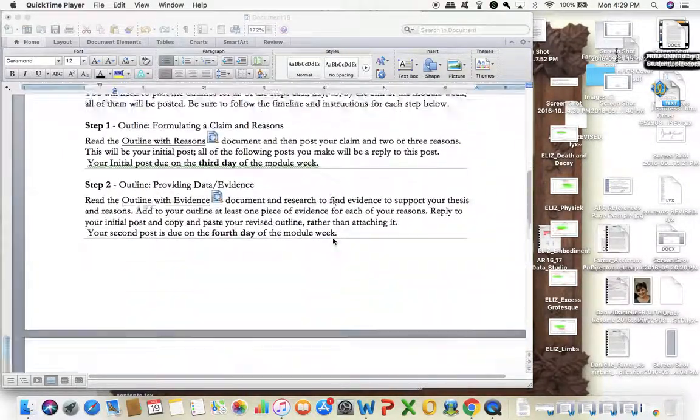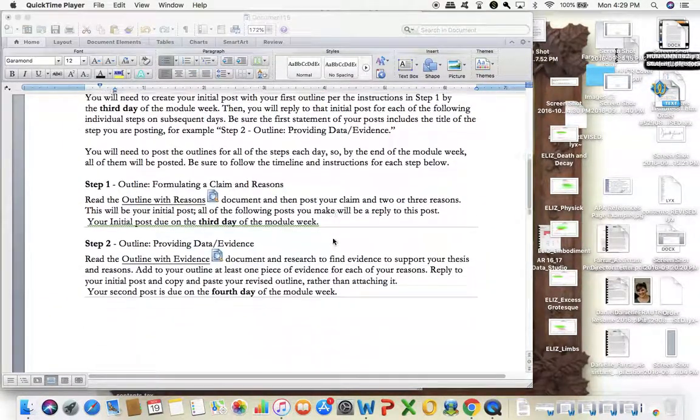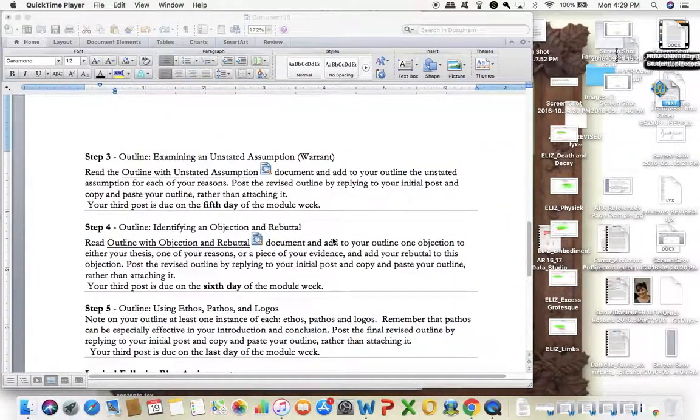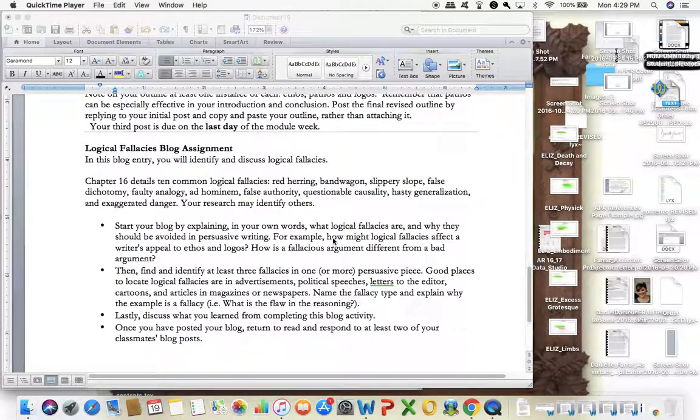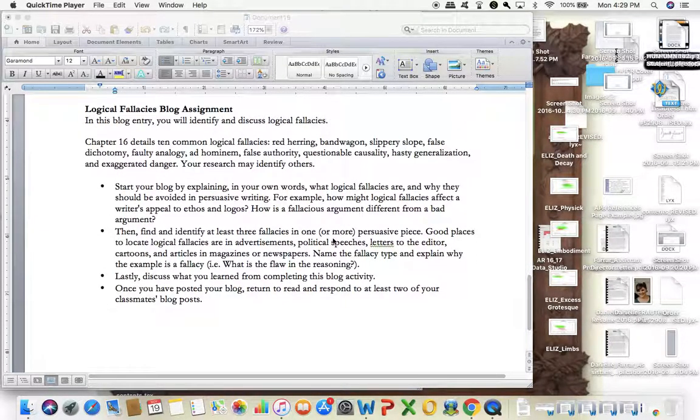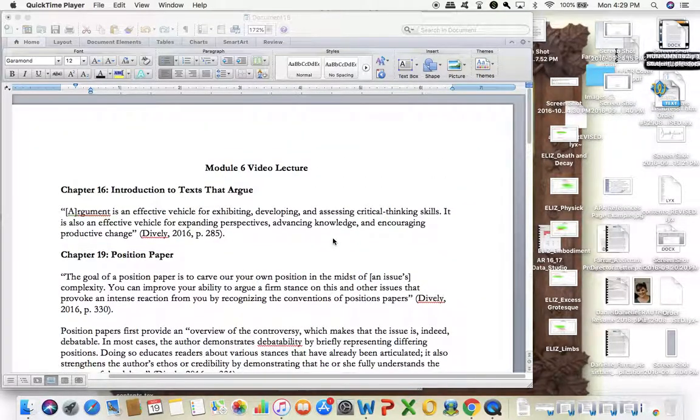outline activity, which there are a lot of steps to it, so it can come off as a little confusing. And then you have a blog assignment, which is on logical fallacies. So that's what I'm going to be talking about in this lecture.